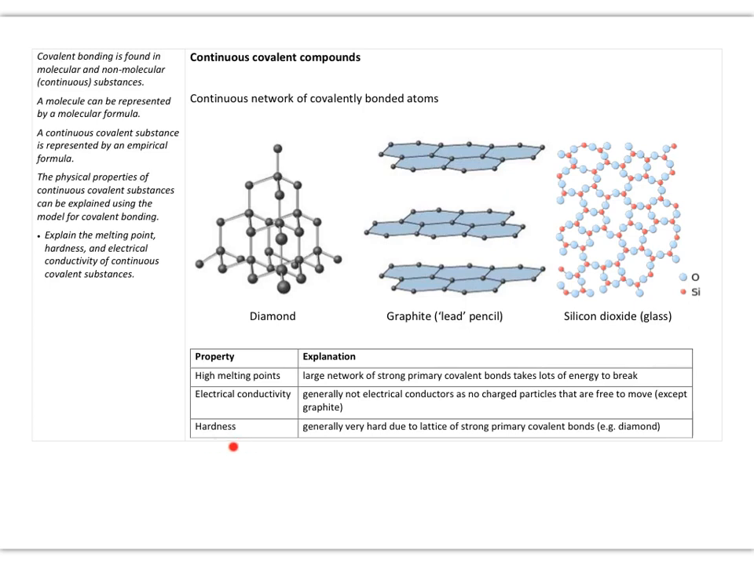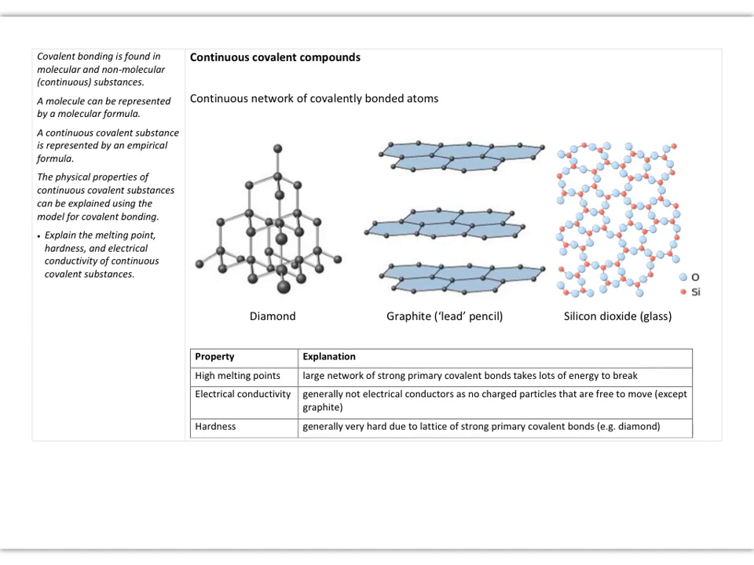They also tend to be very hard. Diamond is basically the hardest substance we know about, and that is, again, due to the fact that there's a lattice of strong primary covalent bonds. So these bonds are all locked in structure. They're very strong bonds. It's very hard to basically deform those bonds or even to break those bonds. So things like diamond and even glass, and things like quartz, all tend to be particularly hard.